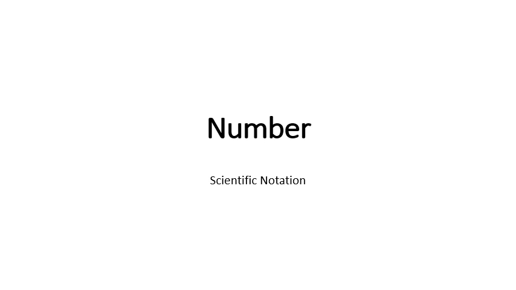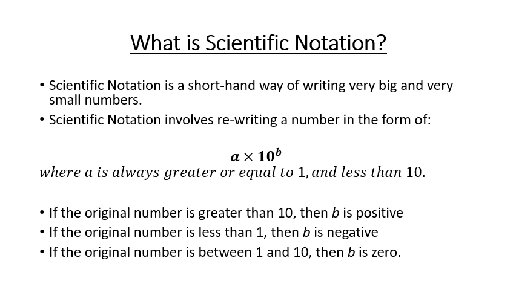This video tutorial looks at the mathematical strand of number, and more specifically, we're going to focus our understanding on scientific notation. So what is scientific notation? Essentially, scientific notation is a way of writing really large numbers or really small numbers. It makes it easy for us to do some calculation and some notation.